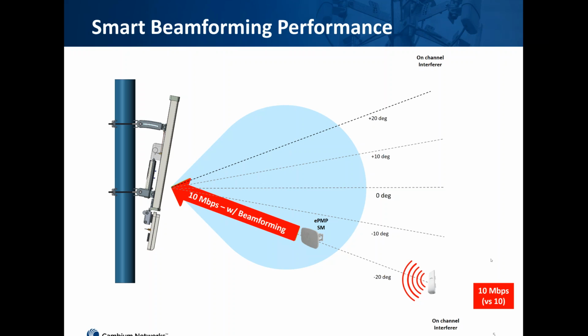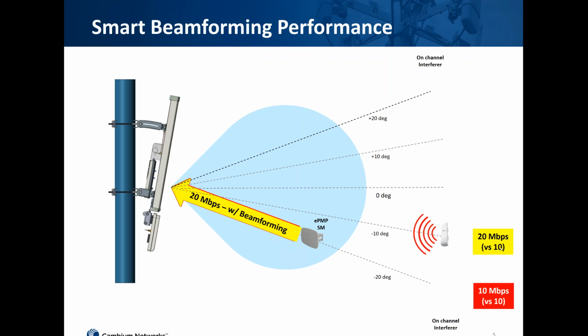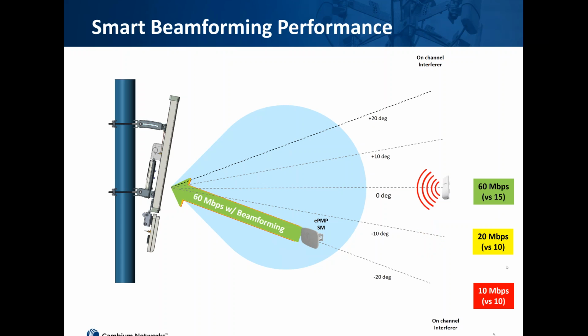But you can see that as the interferer moves away, without beamforming we're still at 10, because with the sector antenna listening across a 90-degree azimuth, we're going to keep bringing in that interferer at the same power. But as we add beamforming here, we push it up to 20 megabits per second uplink performance, and pretty much the picture improves as you move further away. 20 degrees off and you're closer to 60 megabits per second, and really just continuing that trend as you move the on-channel interferer further away from the wanted ePMP subscriber.